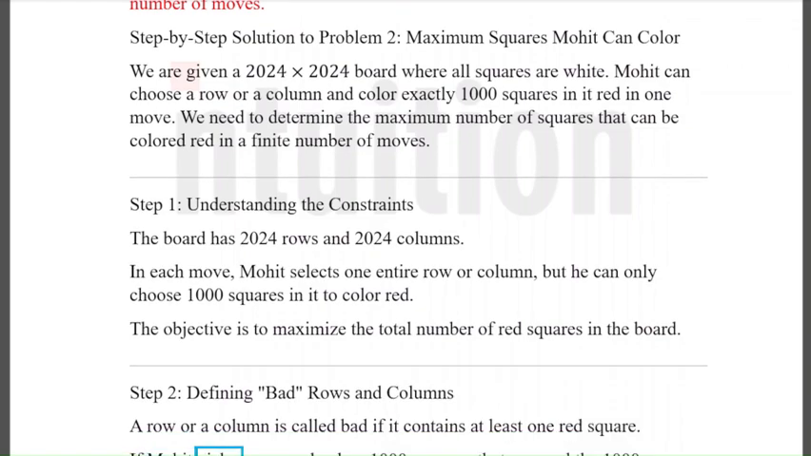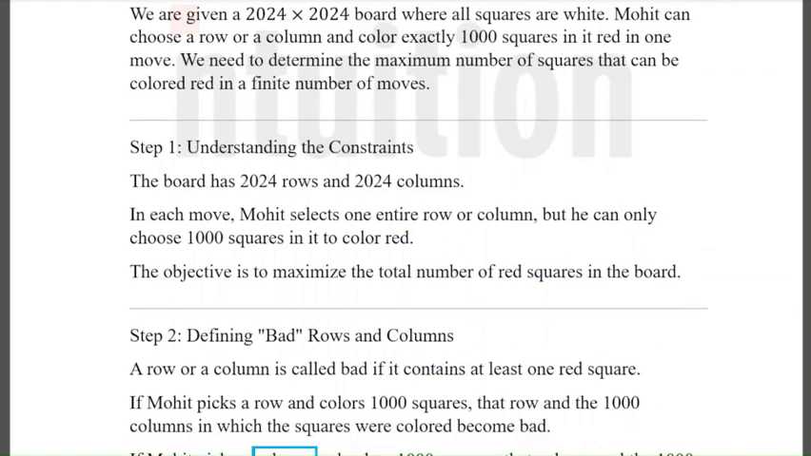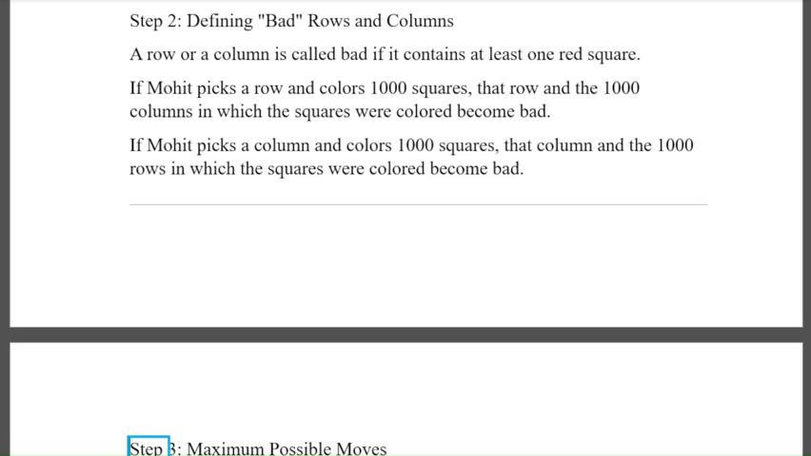If Mohit picks a row and colors 1000 squares, that row and the 1000 columns in which the squares were colored become bad. If Mohit picks a column and colors 1000 squares, that column and the 1000 rows in which the squares were colored become bad.